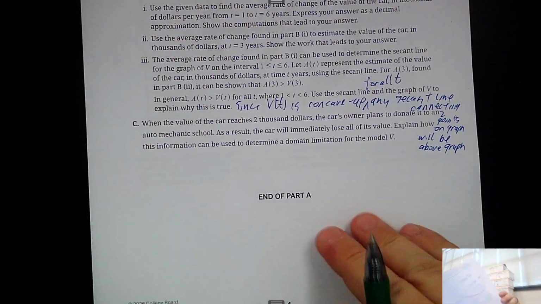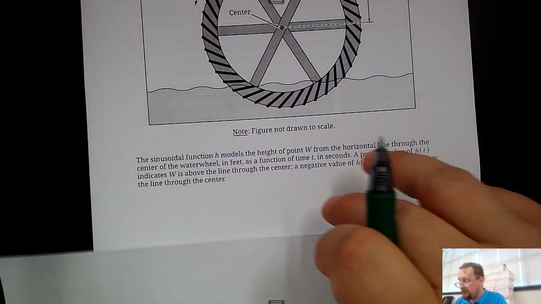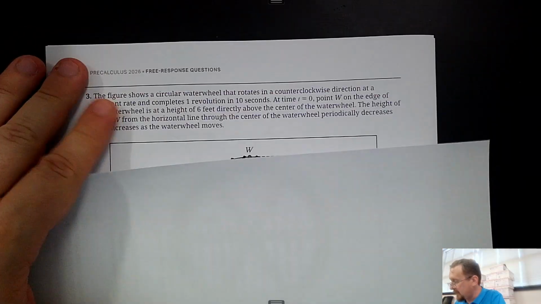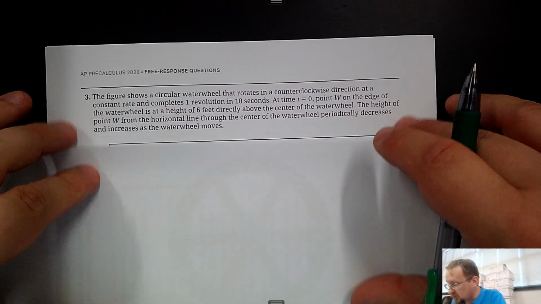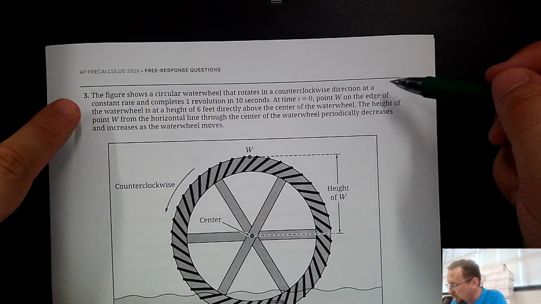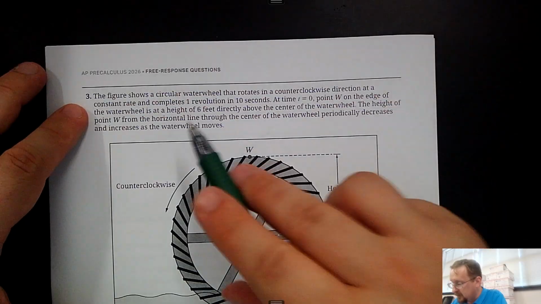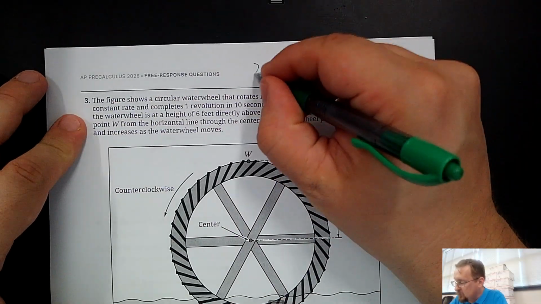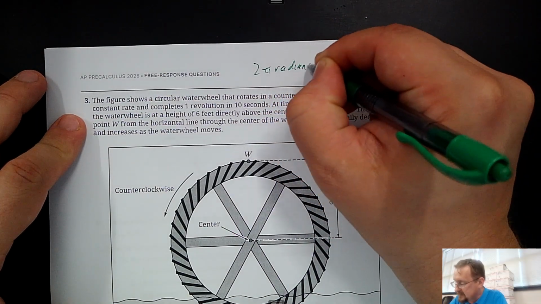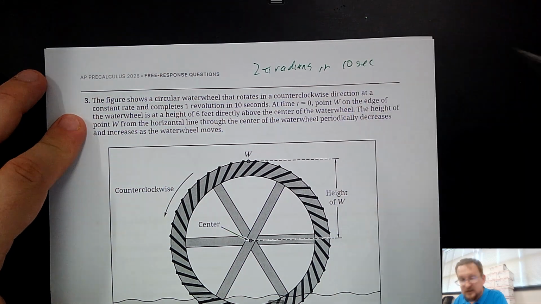Okay, now the next bit is no calculators. I am going to just keep my calculator handy because I feel like I might refer back to it, even though you didn't get to on a real AP exam. The figure shows a circular water wheel that rotates in a counterclockwise direction at a constant rate, completing one full revolution in 10 seconds. That's 2 pi radians in 10 seconds, just for future reference.